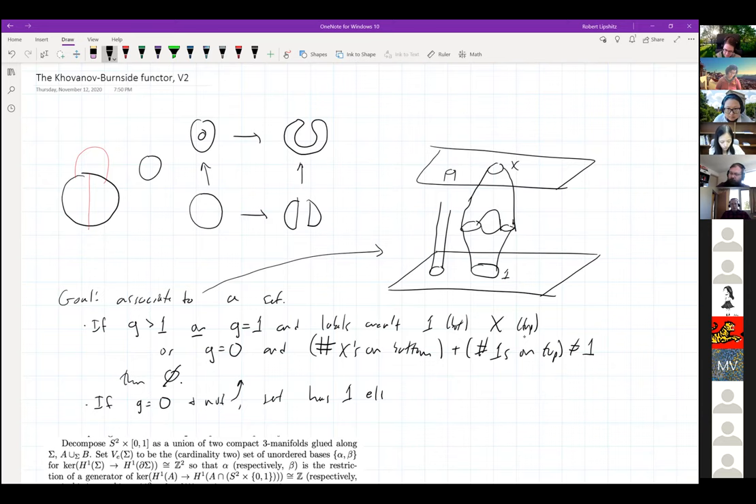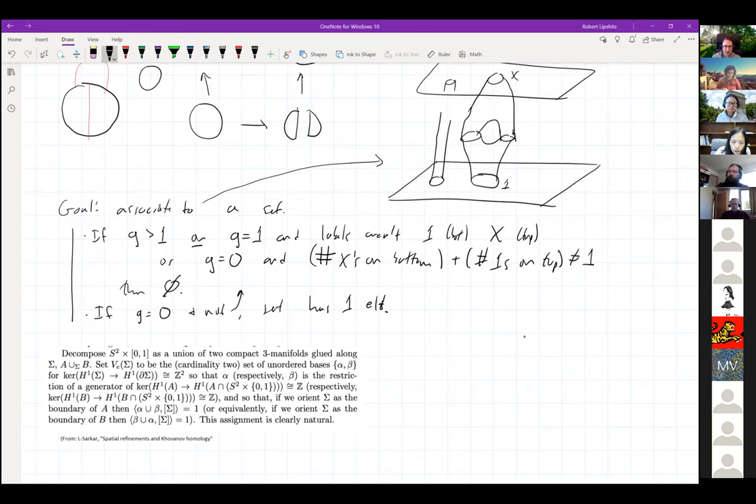And again, it doesn't matter which, there's only one empty set. It doesn't matter which empty set I associate. It doesn't matter which one element set I associate because there are no automorphisms of a one element set. So these cases are not interesting. Any one element set will do. The remaining case is the case drawn here where there's a two element set.